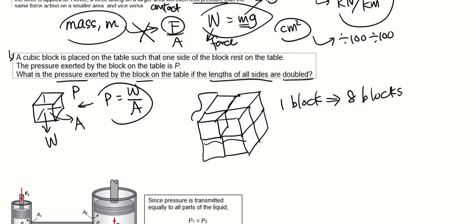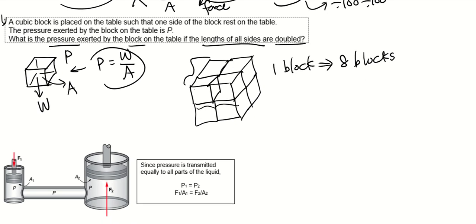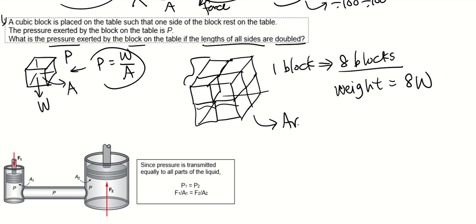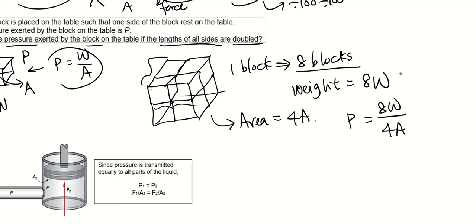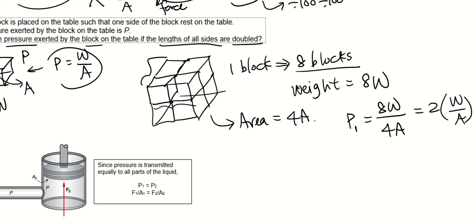If you don't understand, you can use Lego to try to build a block with all sides doubled. Alright, so because I have 8 blocks, the force that it exerts is actually 8W. But the area that is in contact with the table, there are only 4 blocks at the bottom, so the area will be 4A. So what is the new pressure? The new pressure will be 8W, the weight or the force exerted, over the contact area on the table, 4A, and it will become 2W over A. So it's 2 times W over A, and because the original was W over A, therefore the pressure will only be twice.